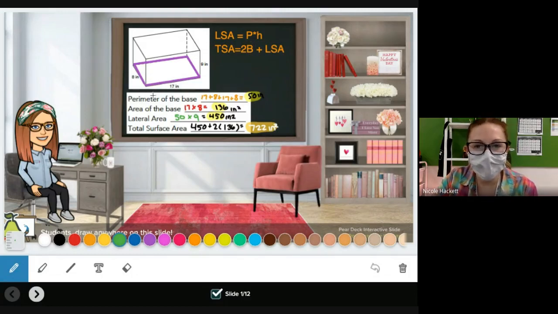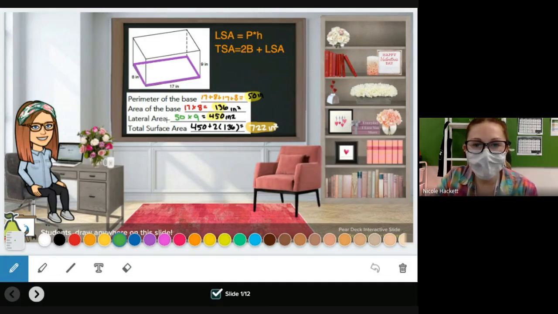So here I started with finding the perimeter of the base, which is 50 inches. I just added up everything all the way around. So 8 plus 17 plus 8 plus 17 again. It's like putting up a fence around there. And then the area of the base will be 136 because it's the area down here. So length times width, I multiply 17 and 8 together.